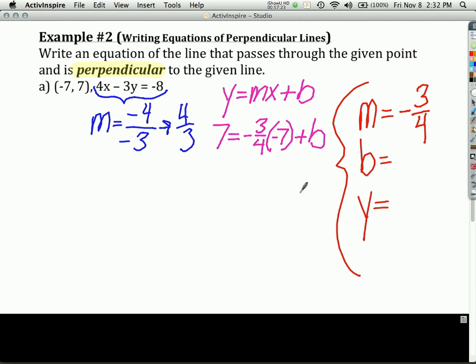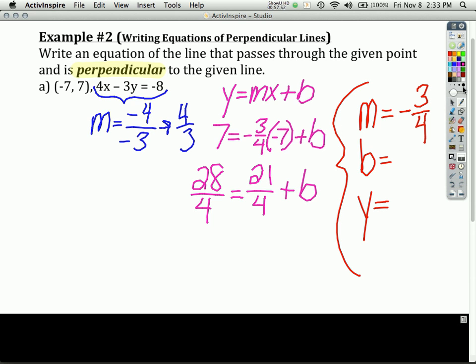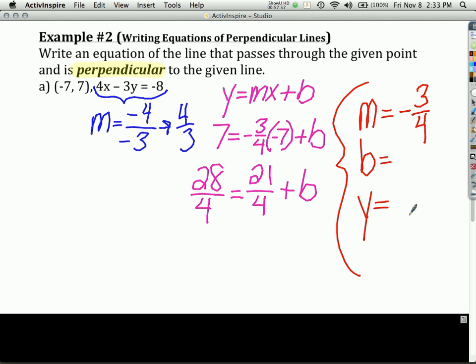It's a little messy, but you should be getting used to this. I've got 21/4 here. That's pretty messy. I can either convert that to a mixed number to make my life a little bit easier, or I could convert this to fourths. That might make it easier too. That's 28/4. So now when I subtract from both sides, it should be a little bit easier. So what's the y-intercept going to be for this? What's the y-intercept? Tristan?